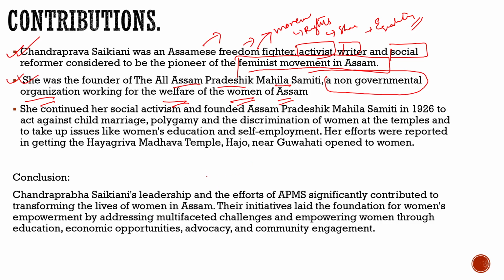Now, while working as a founder member of Assam Pradeshik Mahila Samiti, she advocated for many issues such as child marriage, polygamy, discrimination against women at the temple, women's education, and self-employment. So these are the issues she took up as a leader under the banner of Assam Pradeshik Mahila Samiti, which was established in 1926. I guess they have asked this question in this year's prelims also. So you need to prepare such organizations. Also, one of the important events under this Assam Pradeshik Mahila Samiti is the entry into the Hayagriba Madhava temple, which is in Hajo in Monikut Hills.